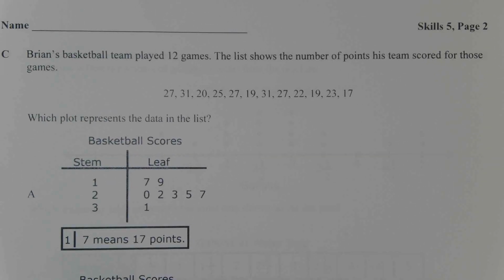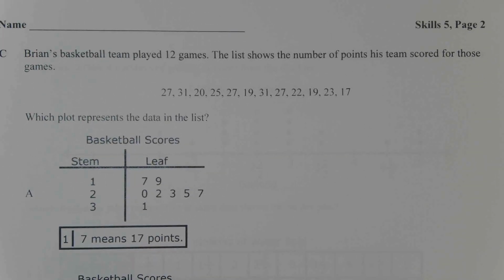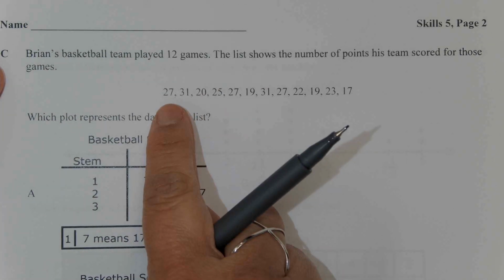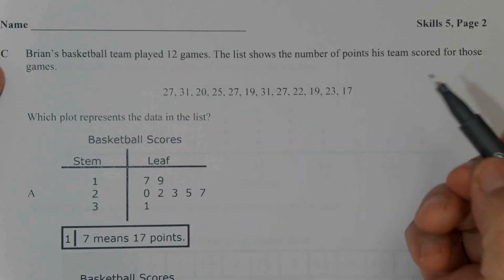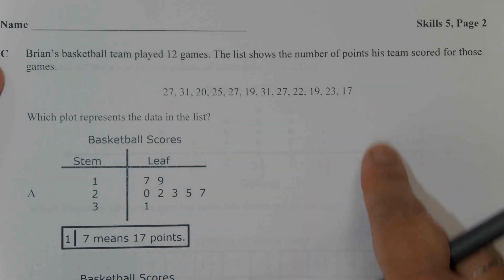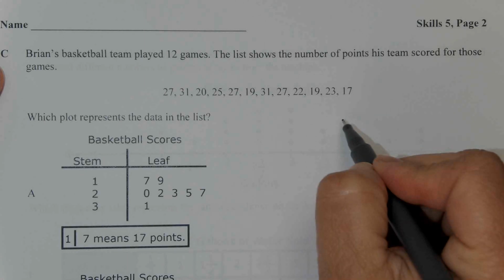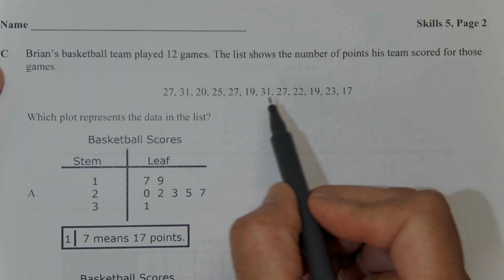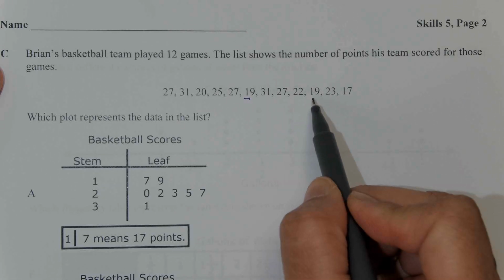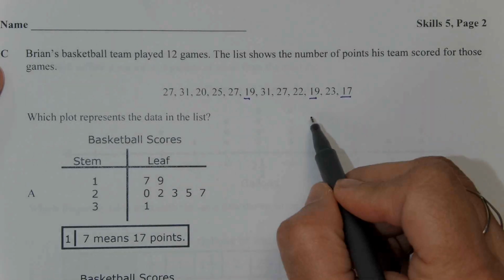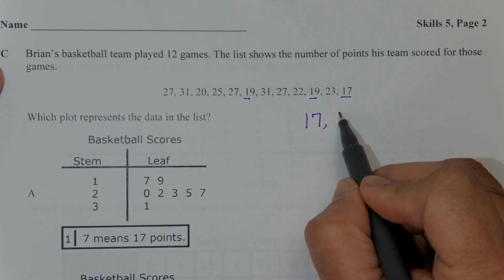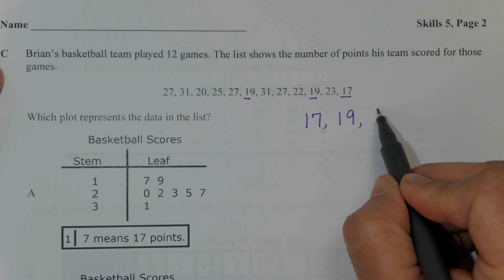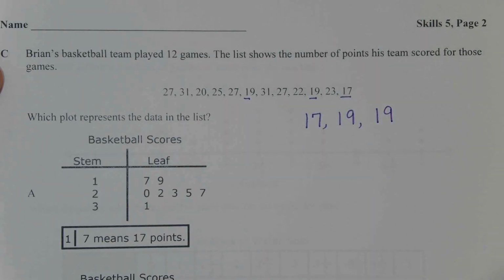C. Brian's basketball team played 12 games. The list shows the number of points his team scored for those games. So remember that whenever you have data, you organize it by least to greatest. So we are going to start with our teens. And in our teens, we have 19, 19, and 17. So we're going to write 17 first, then 19, then 19.